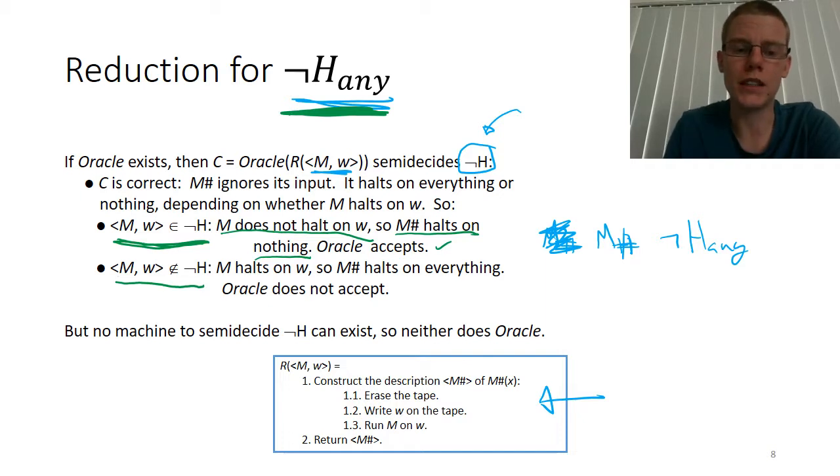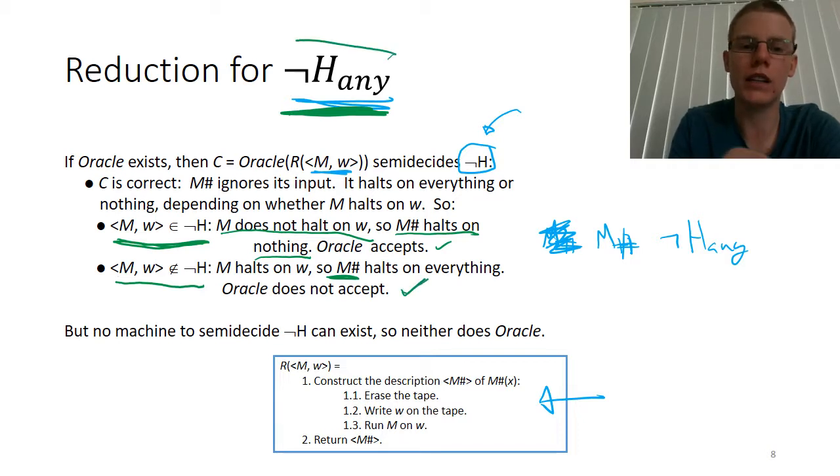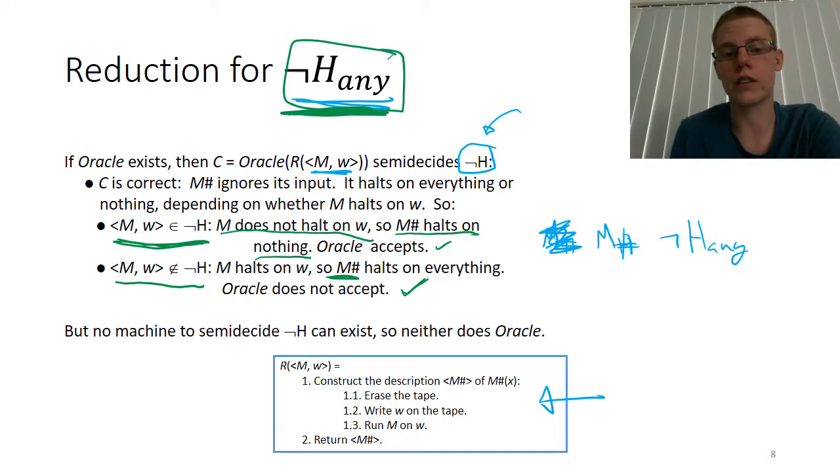So what that means is that our M hash will halt on everything, because every input that we give to M hash, it just runs M on W. So for every input, it'll run M on W, and for this particular instance, M does halt on W, so our M hash will halt on everything. So therefore our oracle will say that this is not part of the complement here, because all strings our M hash halts on, so therefore it's certainly not going to not halt on any string.